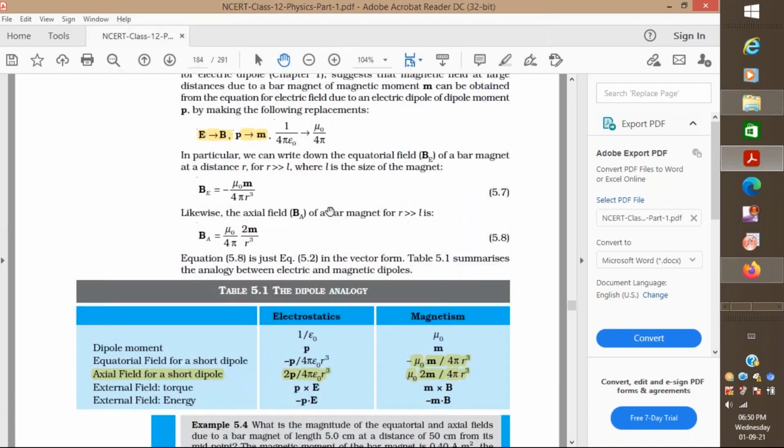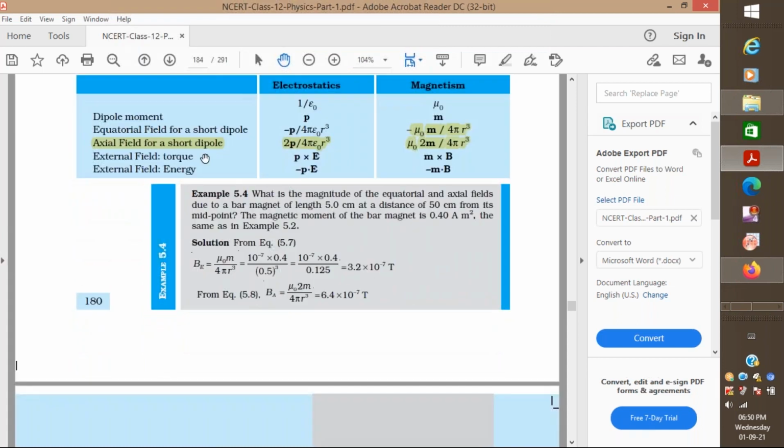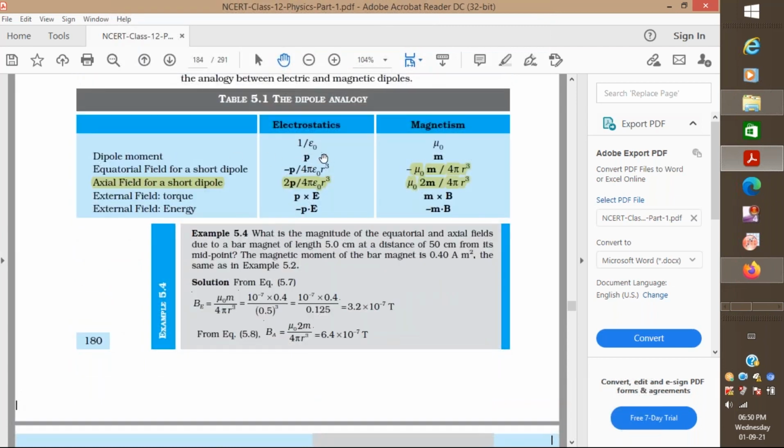So this is one thing, and we can see the dipole. In electrostatics the dipole moment is P, and in magnetism it is M. In the electrostatic case, the field at the equatorial point will be minus p by 4 pi epsilon naught r cube, and in magnetism also the same. For the axial field of an electric dipole, it is 2p by 4 pi epsilon naught r cube. This I have already derived and shown you.